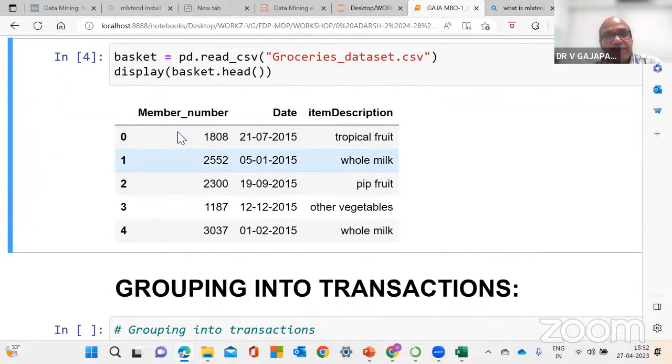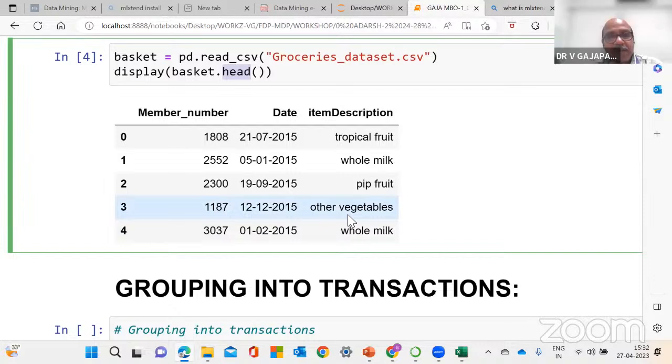This is what we have seen in the Excel file also. If you give display basket.head, basket is the file name, and head will give you the first 5 rows. Since Python starts from 0, it goes up to the number 0 in the index column. Therefore, member number, date, item description is given.